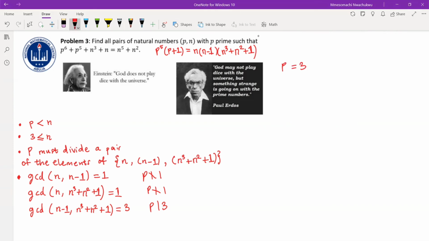Now, since P is 3, we can solve this equation. So we have 3 to the 5th power times 3 plus 1, which is 4, equals n times n minus 1 times n cubed plus n squared plus 1.